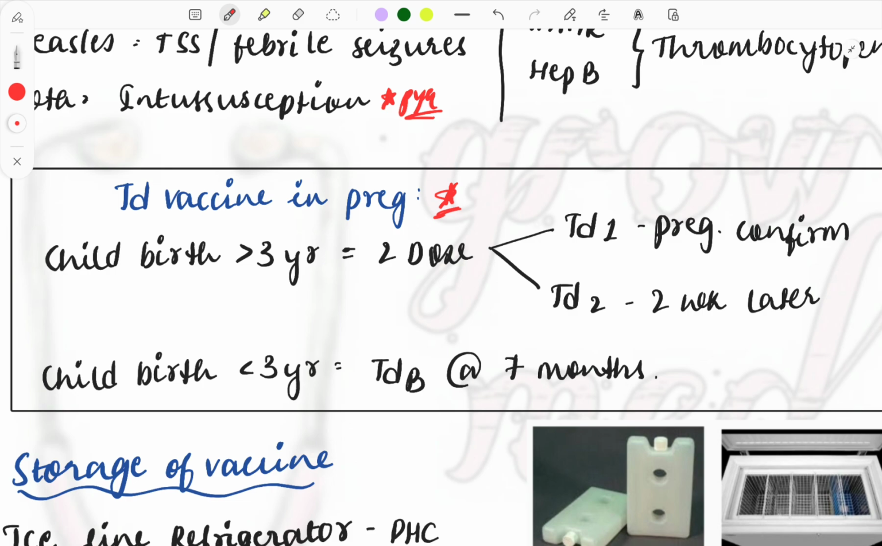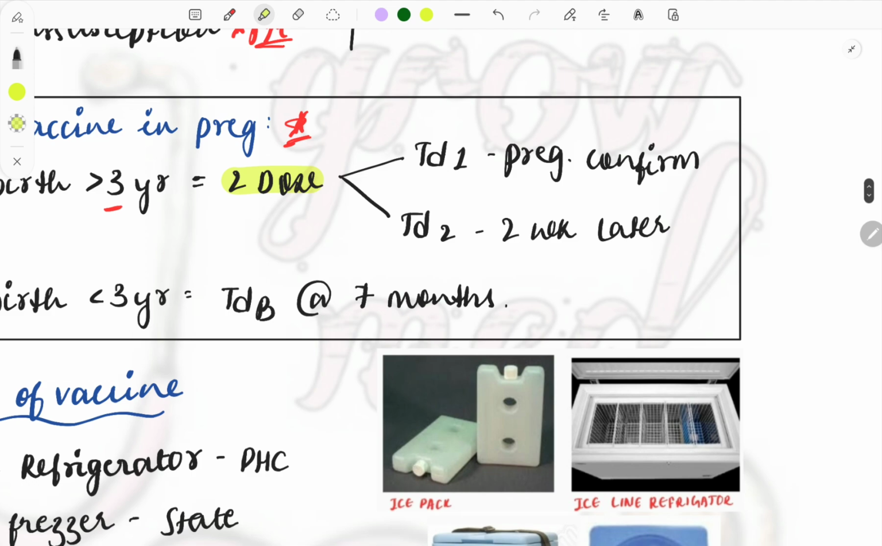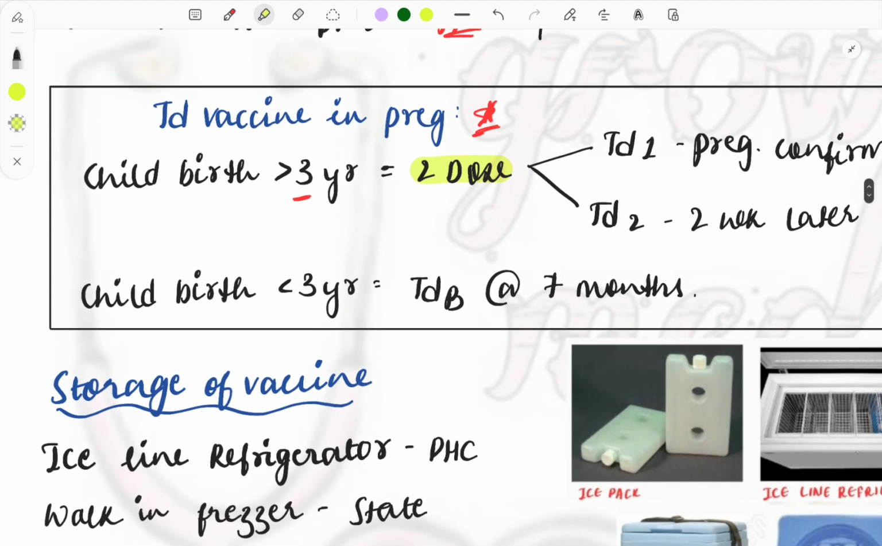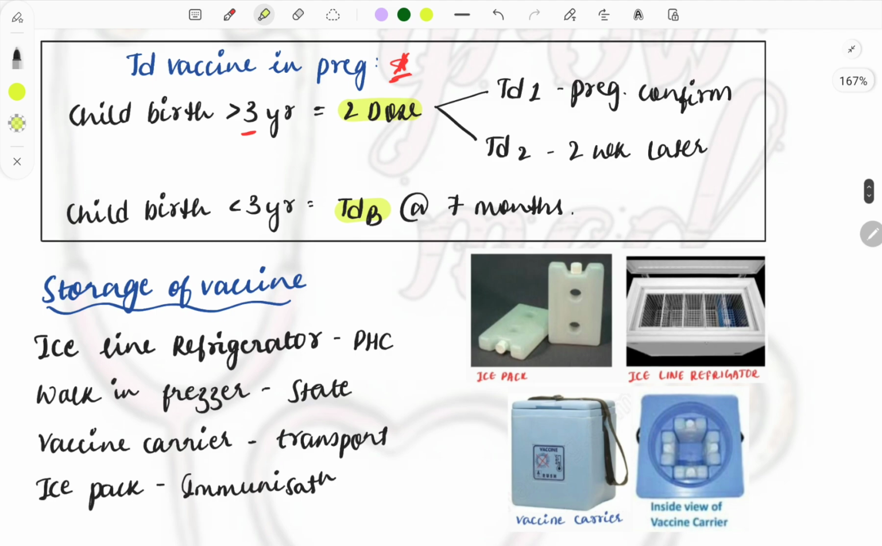If the gap since the last childbirth is more than 3 years, then you need to give 2 doses, TD1 and TD2. TD1 is given at the time of pregnancy confirmation, and TD2 two weeks after the confirmation. If the gap since childbirth is less than 3 years, then a TD booster is given, and here you will be giving the 2 doses.